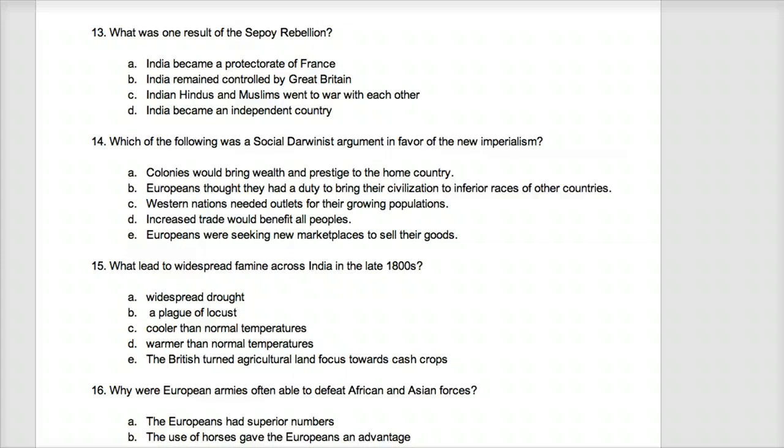13. What was one result of the Sepoy Rebellion? A. India became a protectorate of France. B. India remained controlled by Great Britain. C. Indian Hindus and Muslims went to war with each other. Or D. India became an independent country.